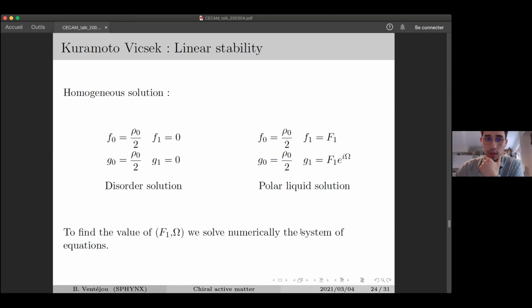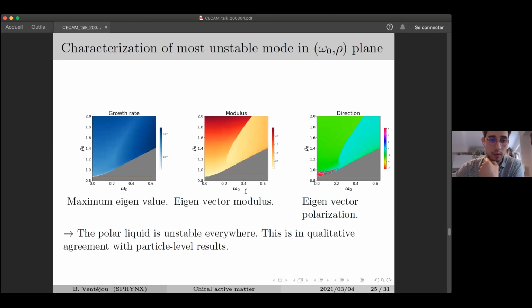So now we will study the linear stability of the polar liquid solution. In this plot, you can see a red line. Below this red line, the disorder solution is stable, and above the red line, the disorder solution is unstable. So we plot the characterization of the most unstable mode of the polar liquid solution in the chirality-density plane. Here we see that there is a gray area. The gray area corresponds to the non-existence of the polar liquid solution.